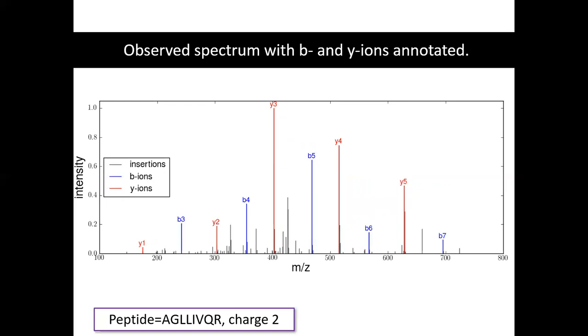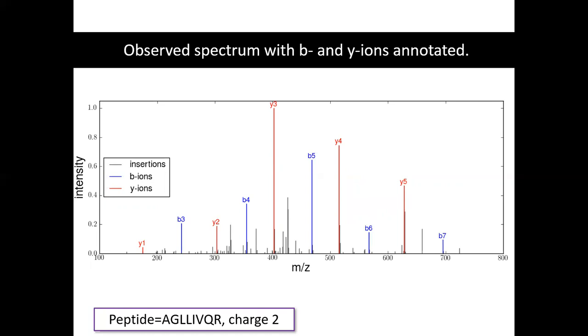So B ions are plotted in blue, Y ions are plotted in red, and spurious noise peaks, which we're calling insertions here, are plotted in gray. Some things to note are that there are many noise peaks in these observed spectra, so they're extremely noisy, and not every B and Y ion appears in the observed spectrum. For instance, B1 and B2 are missing, and Y6 and Y7.